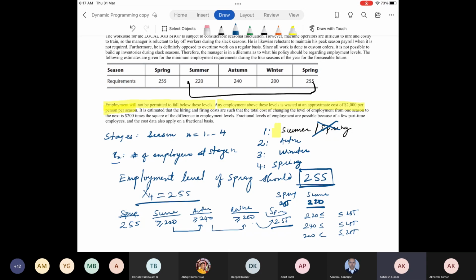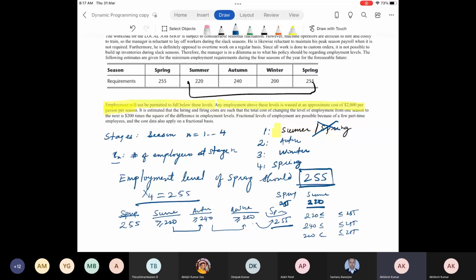So similarly here, suppose you are suggesting let's keep winter as my last season. So winter to winter it will run, right? Now if I keep my minimum as 200 and then start adding, it will be difficult to figure out how much to add every time. Spring might go above 255. Having said that, now we will formulate this problem.